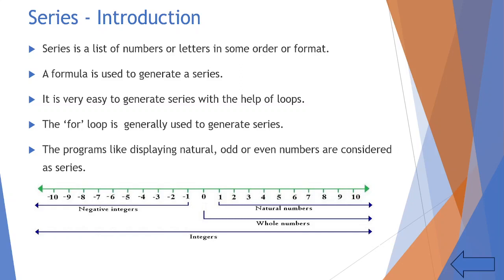The programs are like displaying natural numbers, odd numbers or even numbers, and cubes of natural numbers till n, or squares, anything. If you see, natural number series starts from 1, whole numbers start from 0, and negative numbers from -1, and these are all known as integers. This is a list of numbers. Letters also we can create a series.